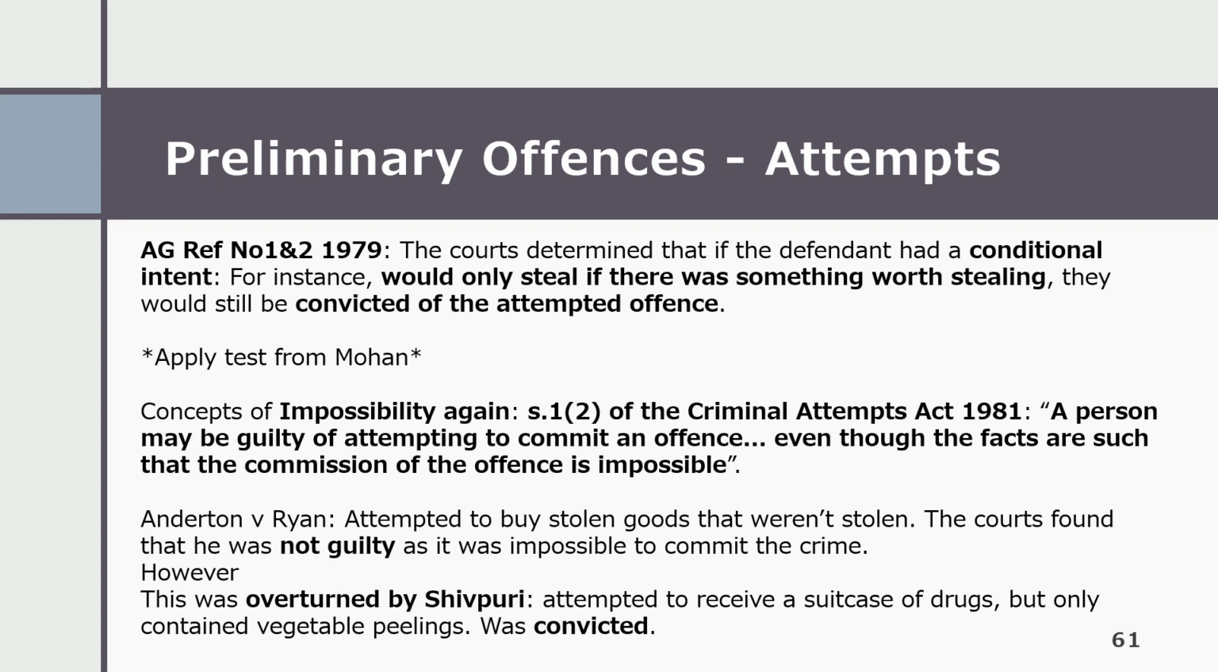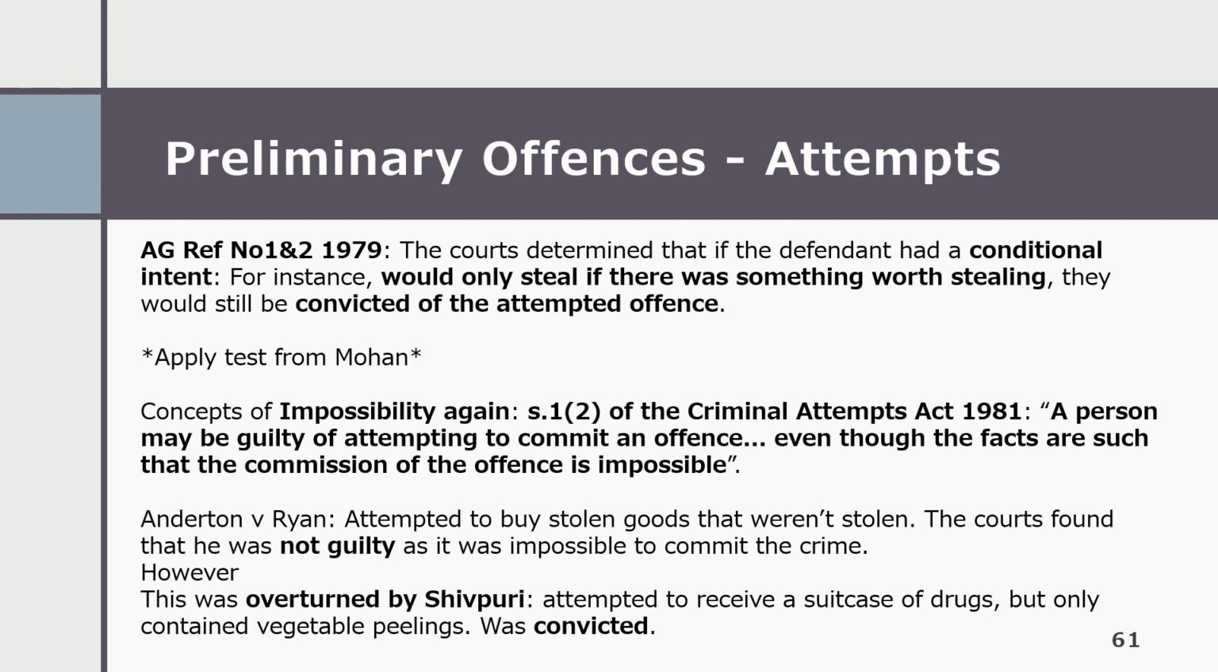Attorney General's Reference Number 1 and Number 2 of 1979, the courts determined that if the defendant had a conditional intent, for instance, would only steal if there was something worth stealing, he would still be convicted of the attempted offence. So then apply the test of Moen.